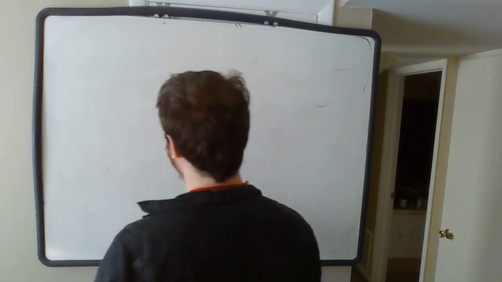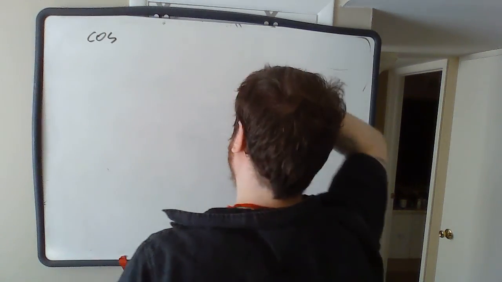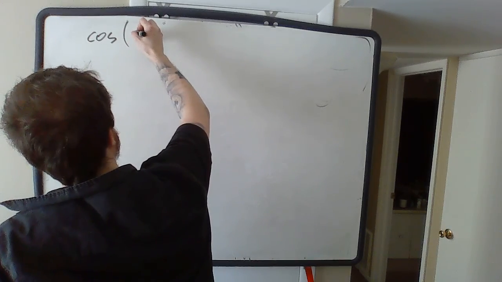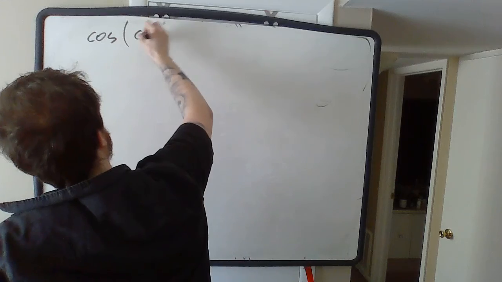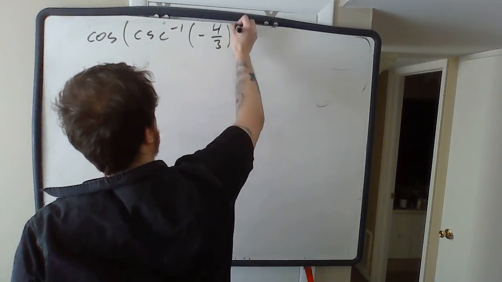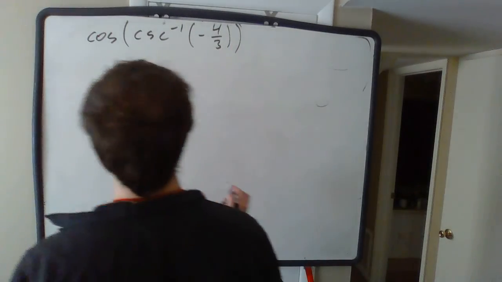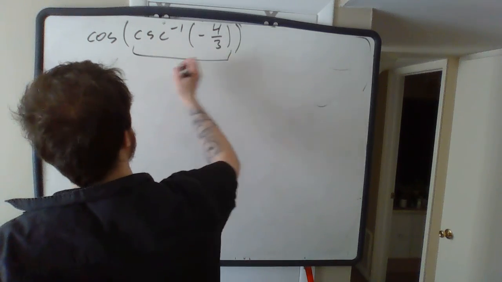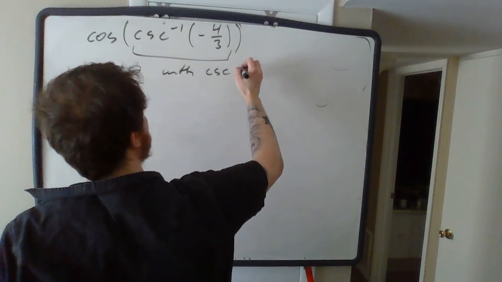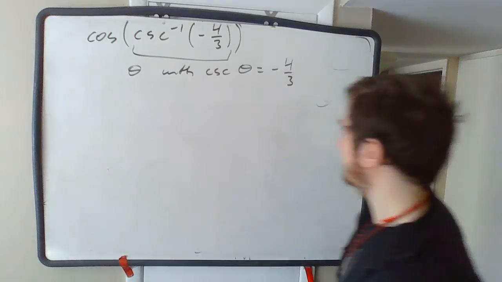Let me suppose that I want to find the cosine of, let's say, cosecant inverse of -4/3. Okay, so what we are going to say here is that this is going to be some angle theta with cosecant theta equals -4/3.